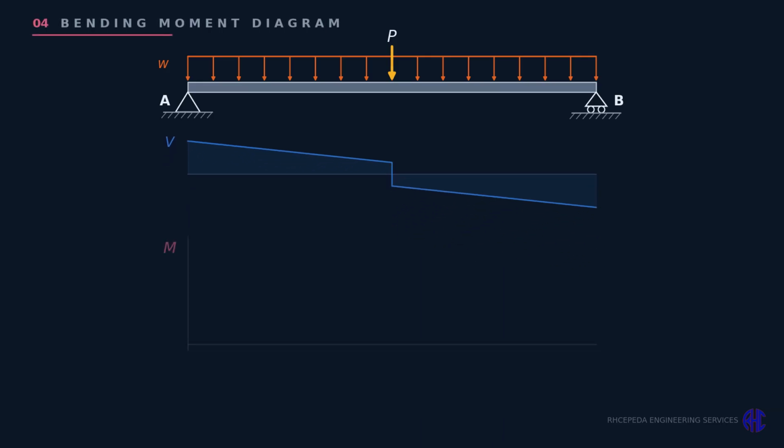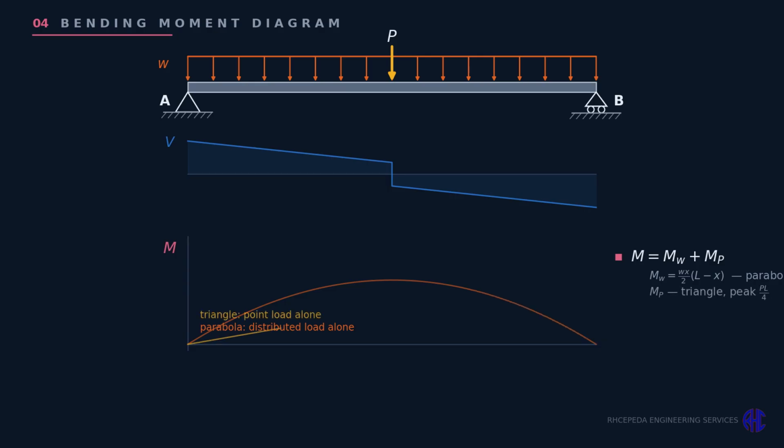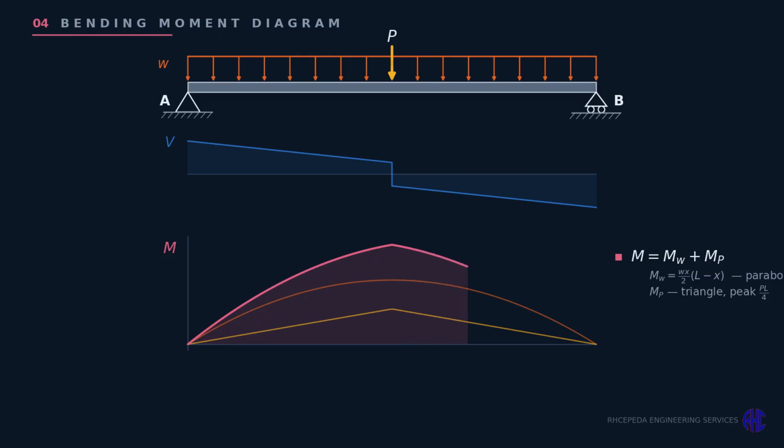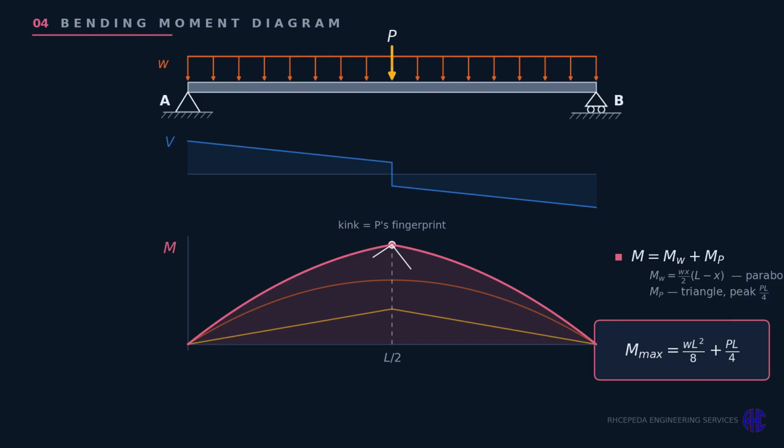The bending moment diagram adds the same way. The parabola from the distributed load, peak WL squared over 8, stacks on the triangle from the point load, peak PL over 4. Their peaks coincide at midspan, so the maximum moment is simply the sum, Mmax equals WL squared over 8, plus PL over 4. Notice the kink at the center, that slope change is the point load's fingerprint.